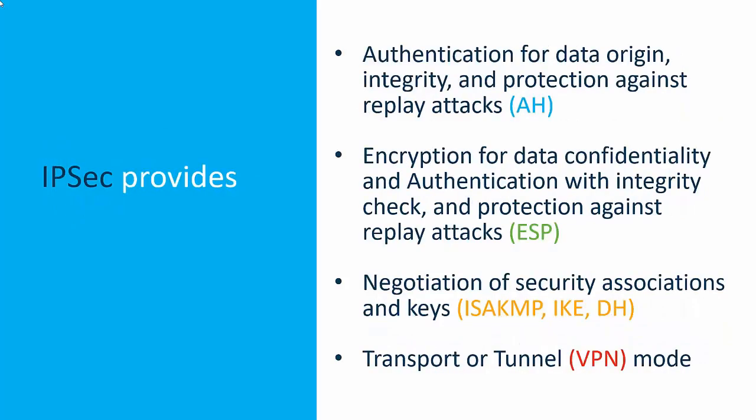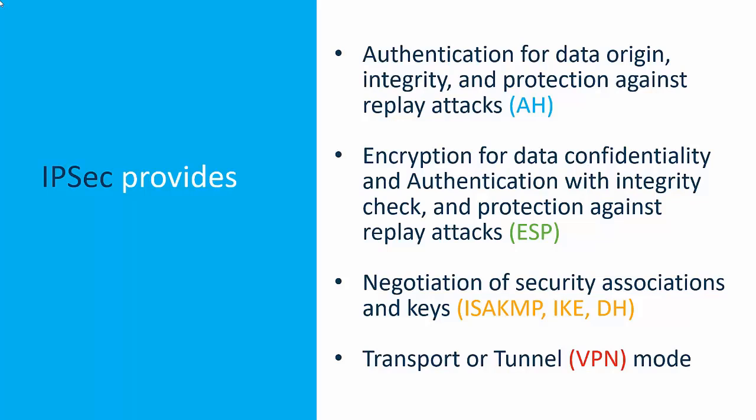IPsec provides us with some basic things that are needed in security. One, authentication for data origin, being able to authenticate that your data came from where you think it came from, integrity, that it wasn't changed en route, and protection against replay attacks if the information or the data was intercepted, like in a man-in-the-middle attack. AH, or authentication header, can provide those things through IPsec.